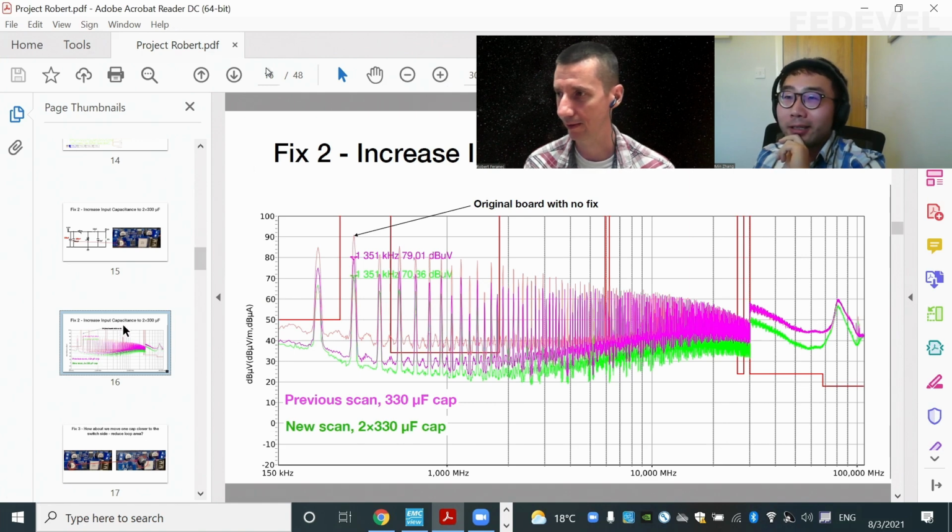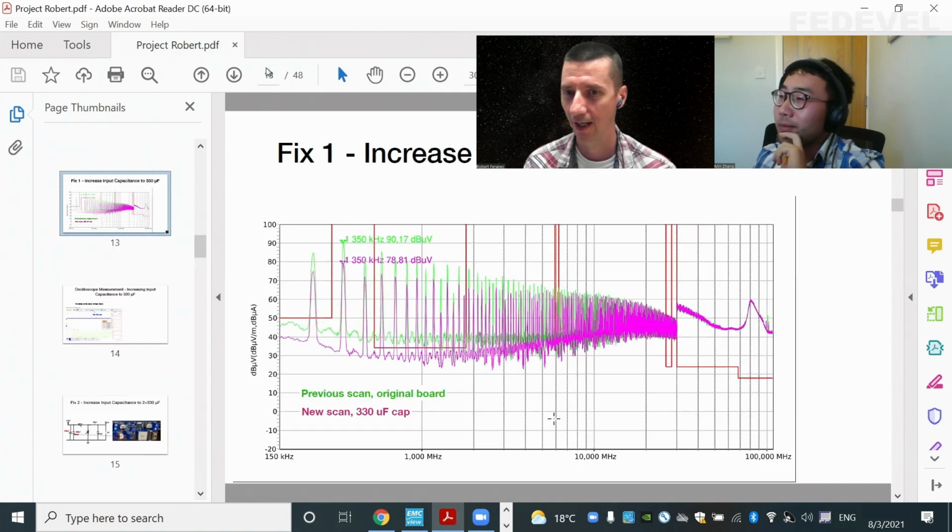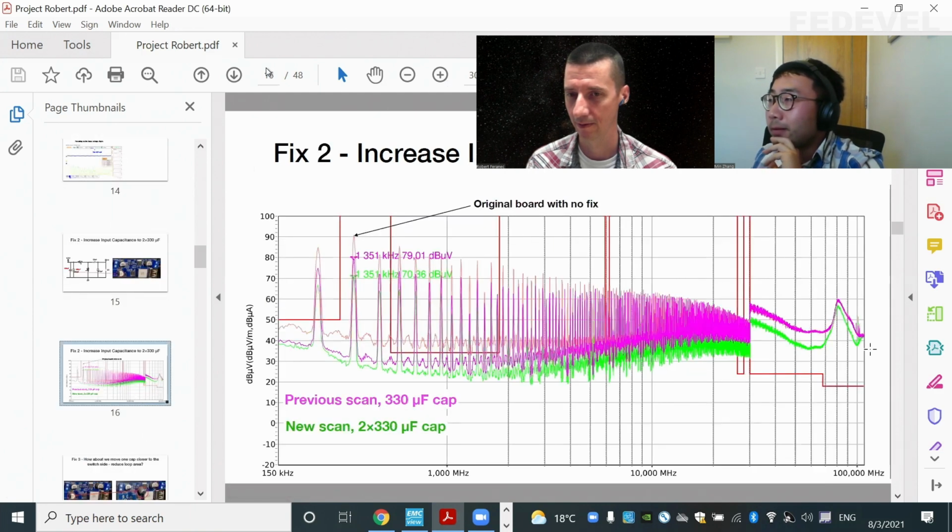Can we go back to the other one? Yeah. That's a big difference. Yes. So the first one, if you look from say 30 megahertz to 120 megahertz, there's no visible improvement. You can see this point is about 60. And this one, you can see with two 330 microfarad capacitors, it helps on the high frequency range.